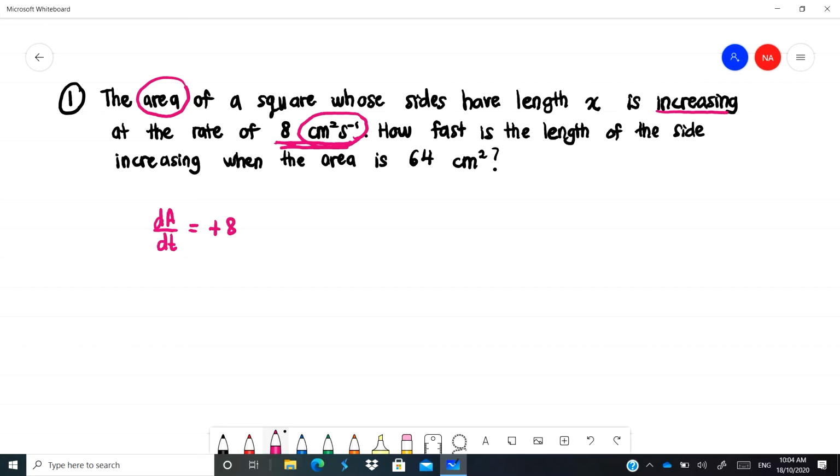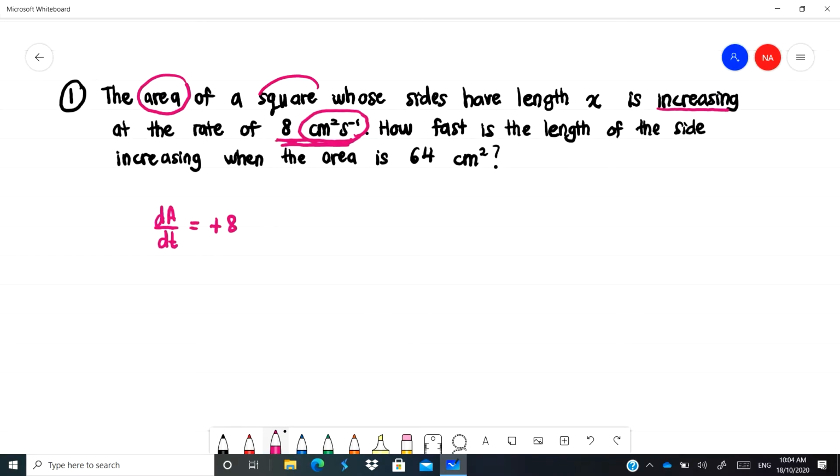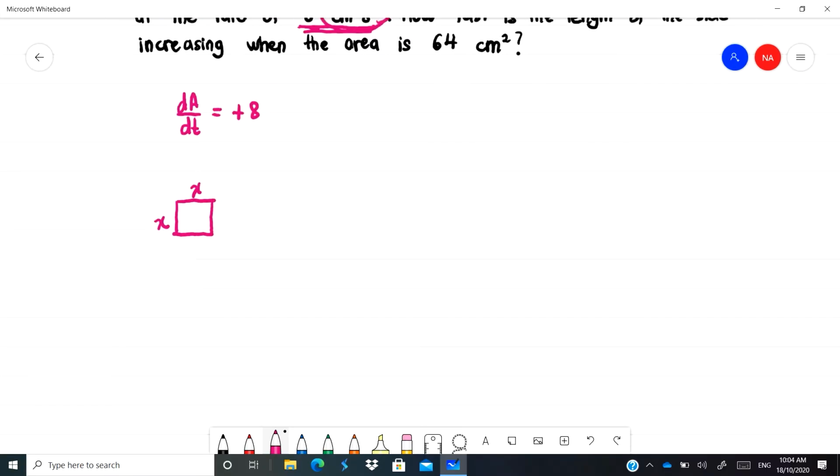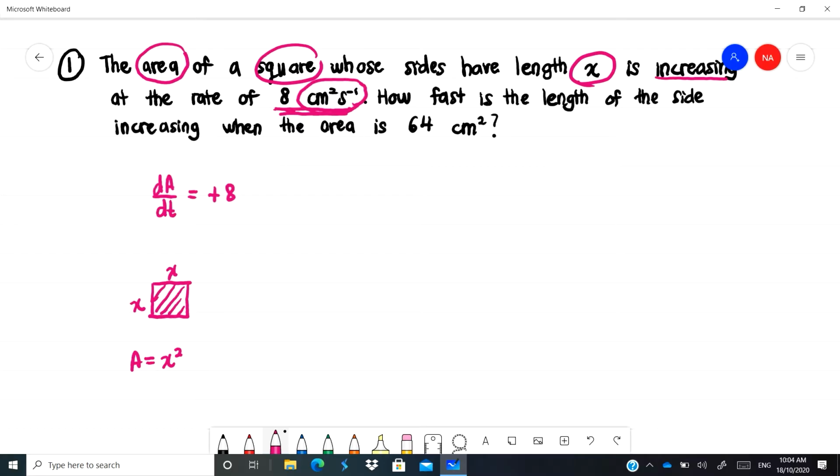We know that it is a square, so I'm just going to draw a square here with the side which is given by x. So x is here. We can take note that we can formulate the area, which is given by x squared in this case. So that's the first thing that we can do.